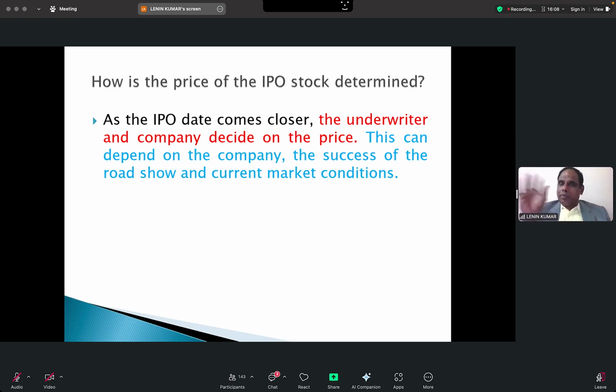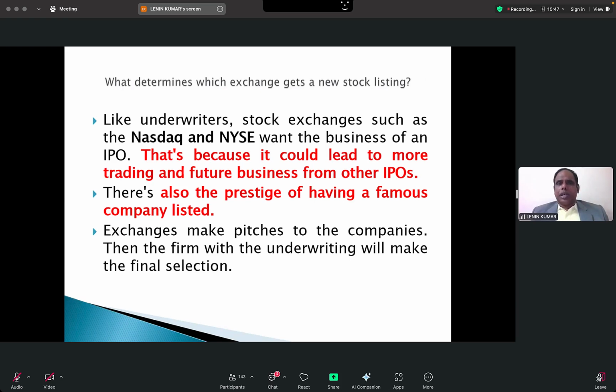Not only that price, they also want to see the market condition. Suppose there is a very big recession, or if COVID is there, there's no point in giving a higher price because nobody will come forward to invest. At the same time, the price must not be too costly also. Is that clear?